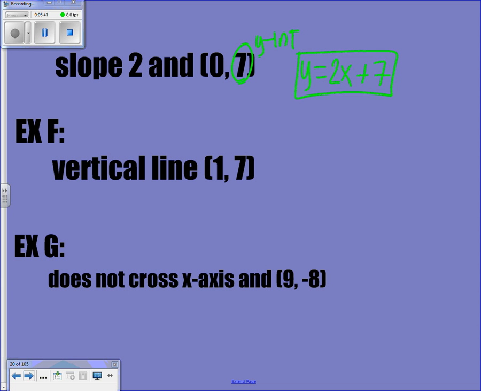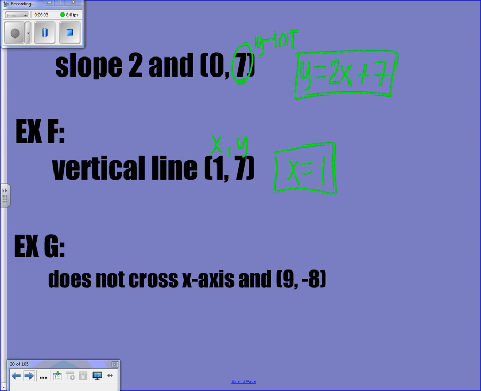Okay, letter F says write an equation of the vertical line through the point (1, 7). Well, if you remember from graphing, a vertical line is always an x equals, and ordered pairs are x comma y. So this will give me x equals 1. So that's a little different. Vertical lines and horizontal lines are the exception to the y equals mx plus b rule.